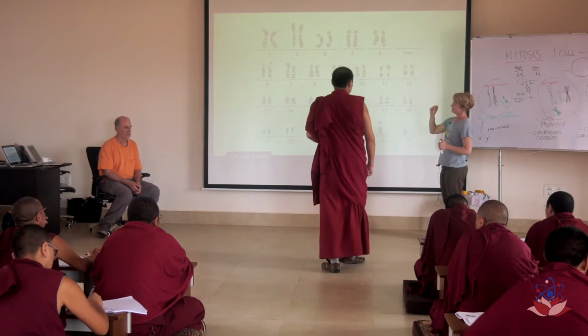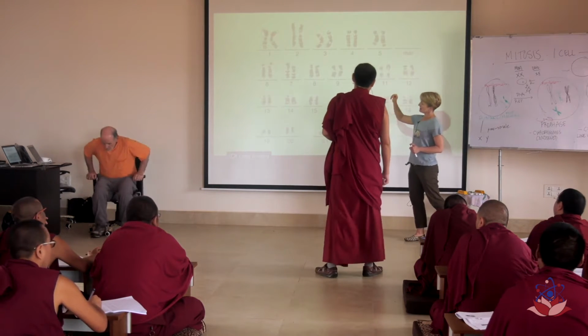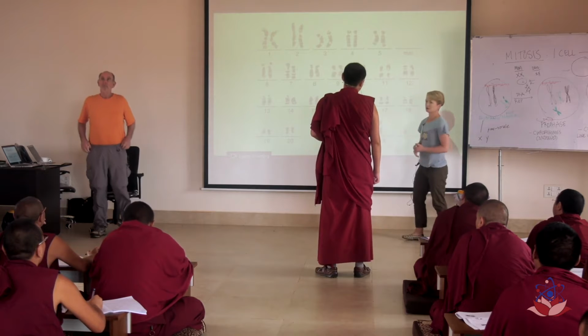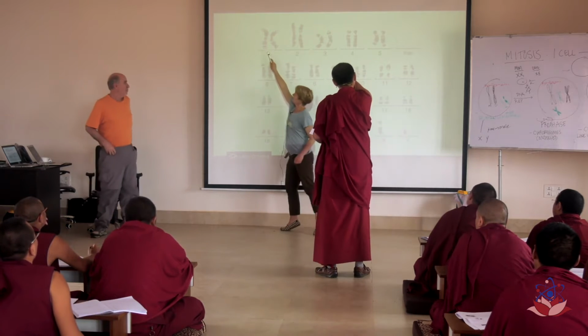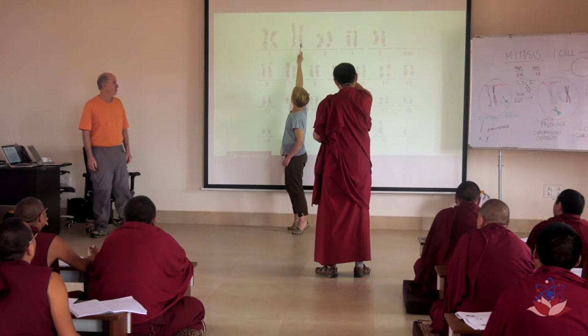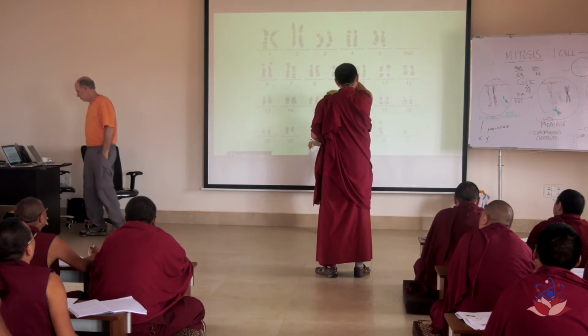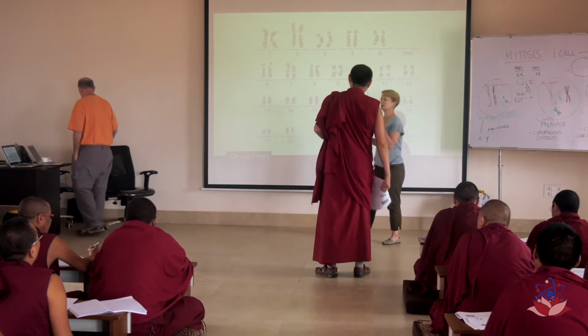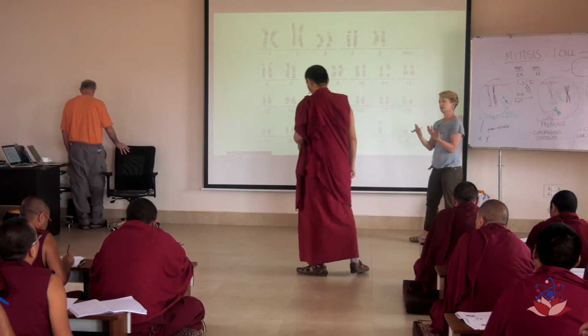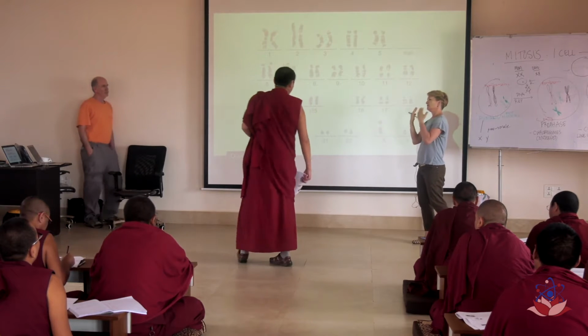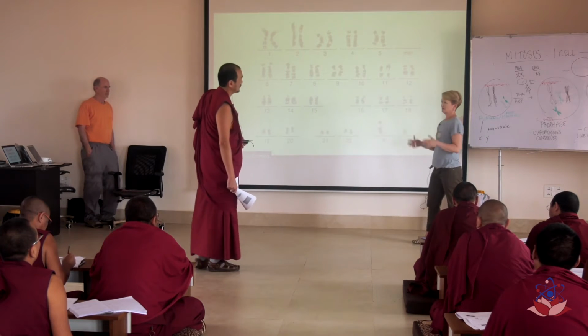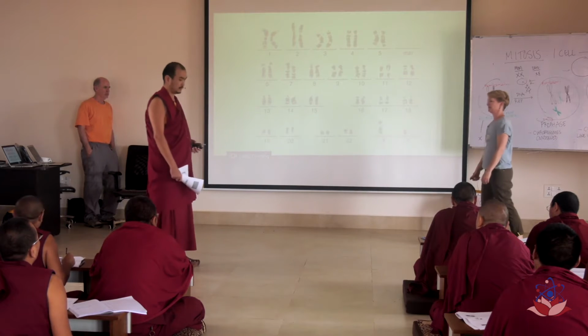So we have the exact same genes on each chromosome. So gene A, gene A, gene B, gene B, gene C, gene C. So you get one copy of every gene from your mom, one copy of every gene from your dad, and you need both sets of instructions for normal development.